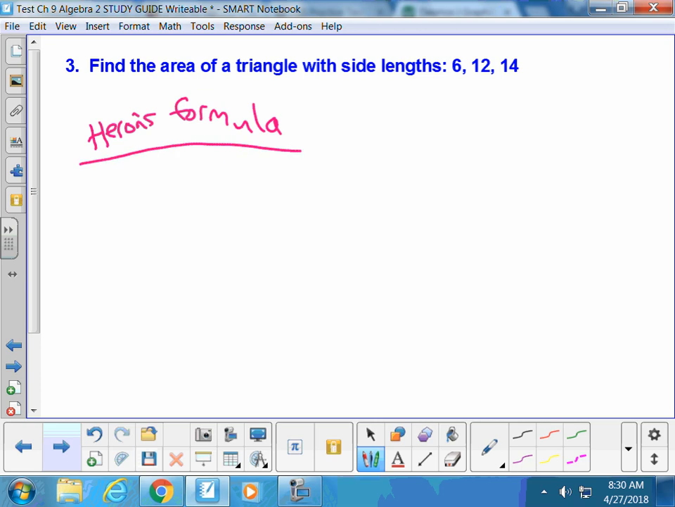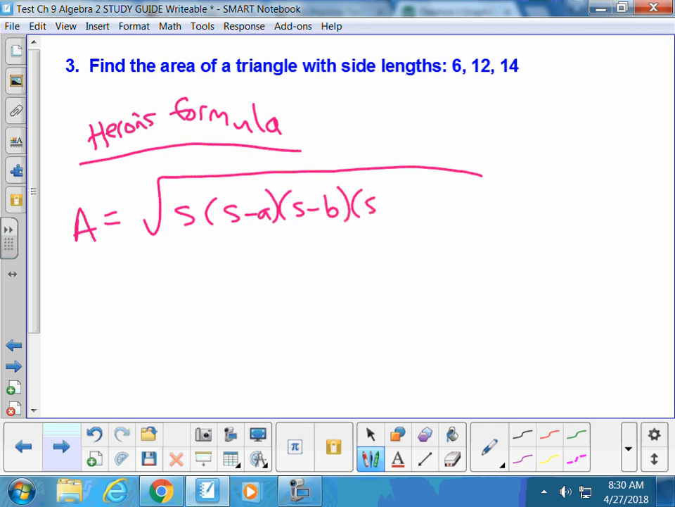It sure is. The thing about Heron's formula, and I'll just write it up here for you guys to see, is you have to figure out what S is. And S is a semi-perimeter, which is a half perimeter. So you actually want to start by finding that value. So let's start by finding our half perimeter.